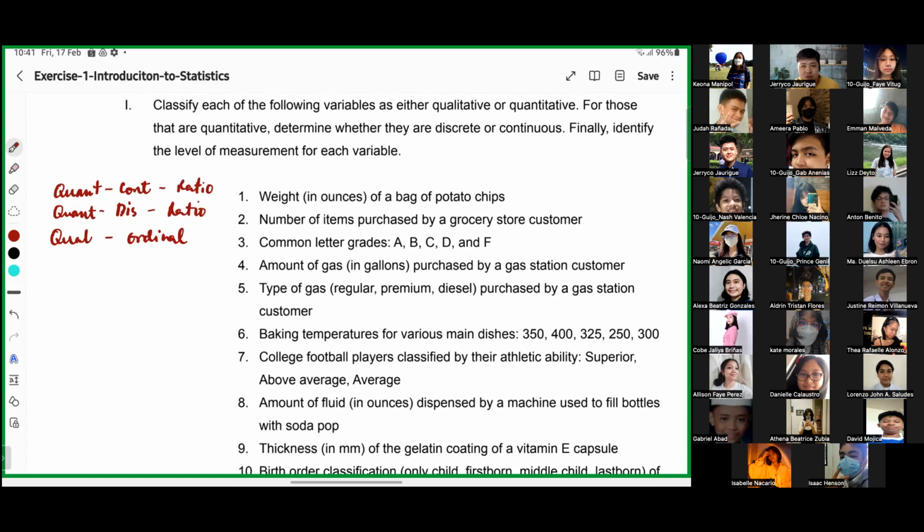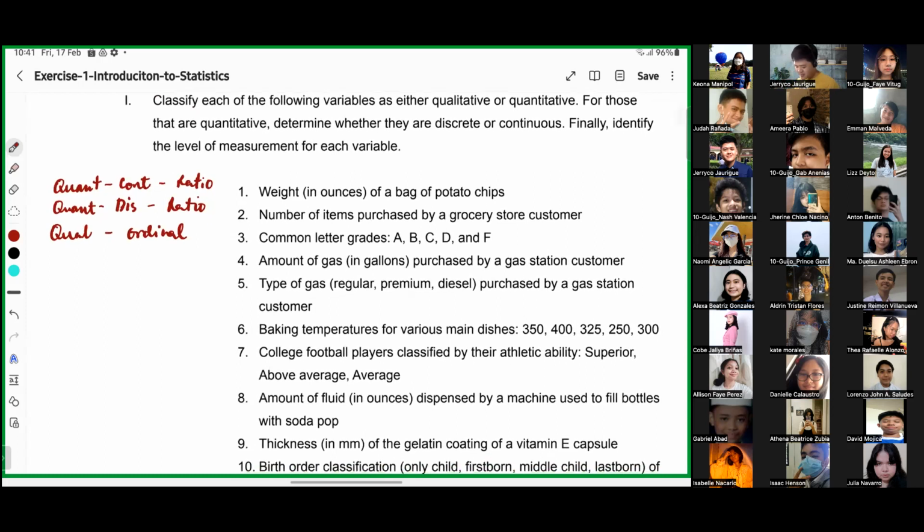Ganito na lang. Kung sino yung sumagot, yung pipili nung next. Okay ba yan? So, may chance ngayon si Amira to select. Go, Amira. Si ano po? Si Prince po. Prince. Go. Number 4 daw for Prince.